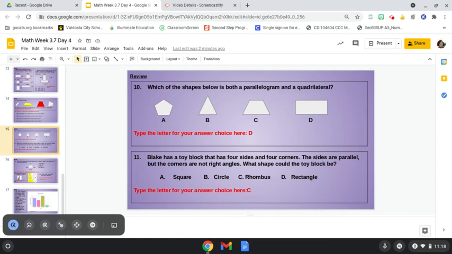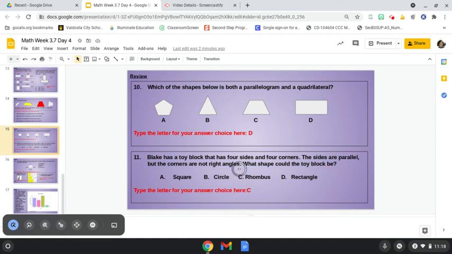Number 10, which of the shapes below is both a parallelogram and a quadrilateral? Okay, we had this question on our number corners a couple of times. The answer is D. A is a polygon. It's not a quadrilateral. It's a pentagon. B is a polygon, a closed figure, and it's a triangle. C is a trapezoid. It is a quadrilateral, but it's not a parallelogram. A parallelogram has to have two sets of parallel lines, and D is the answer.